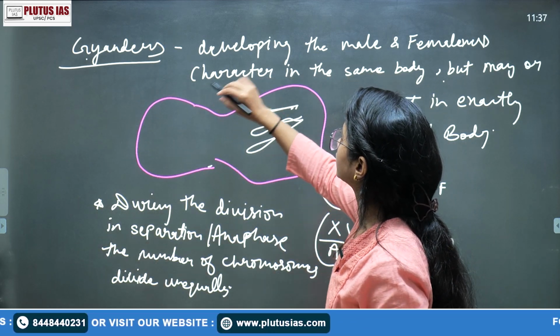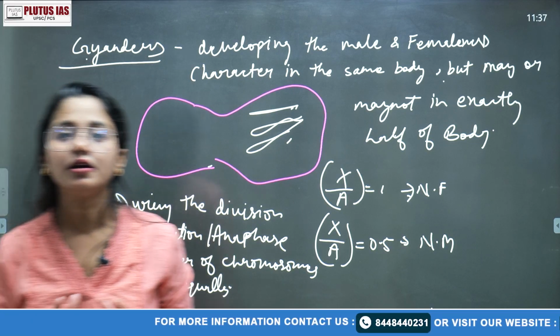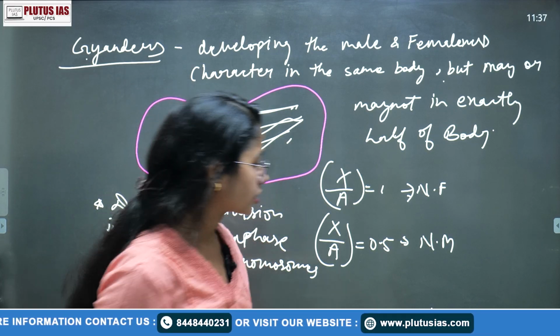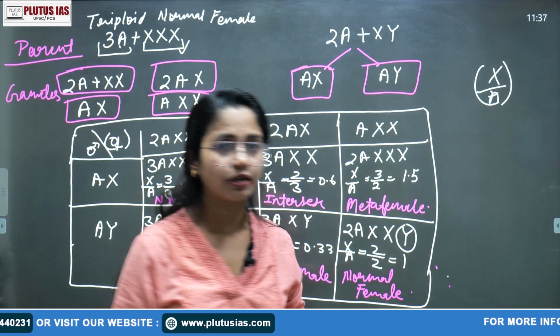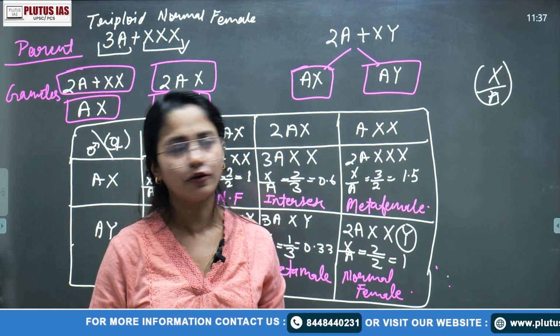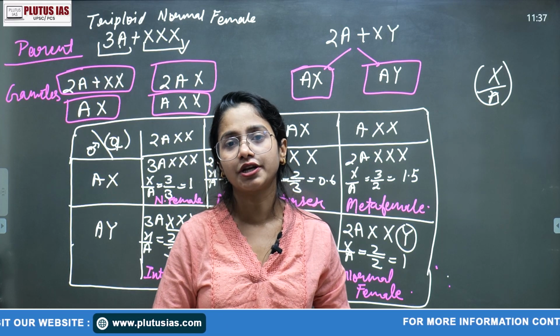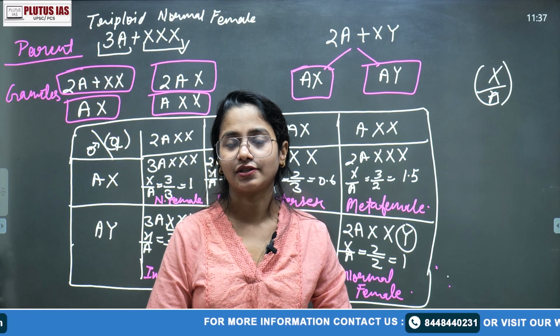So the main thing about gynandromorph is developing the male and female body characters in the same body, okay. So this is your second and third, the genic balance theory and gynandromorph. In the next part 4, this is your part 3, right? In the next part 4 we will talk about the molecular genetic basis theory of sex determination. Thank you everyone.